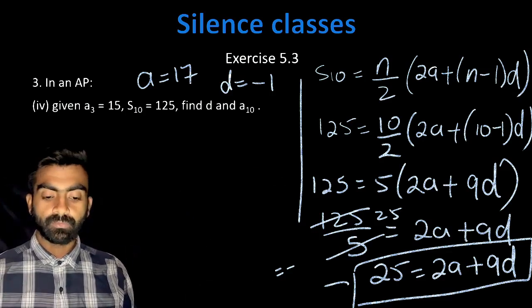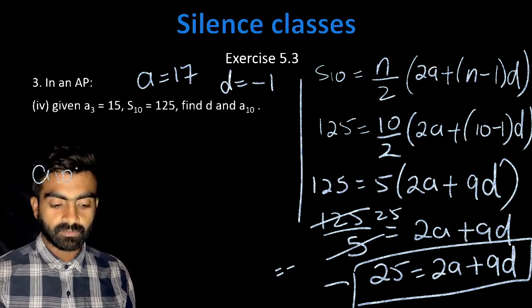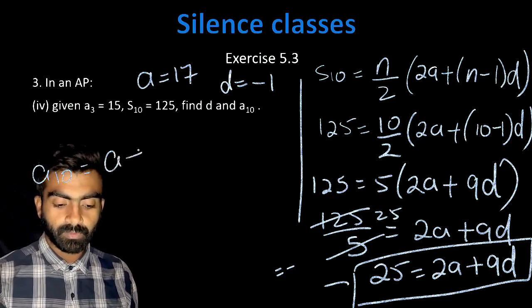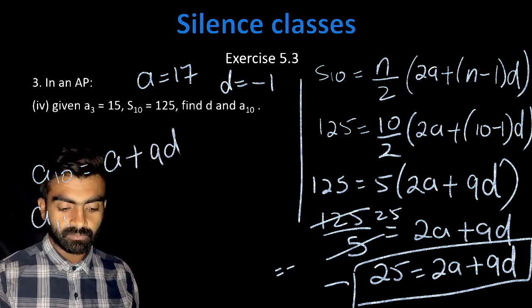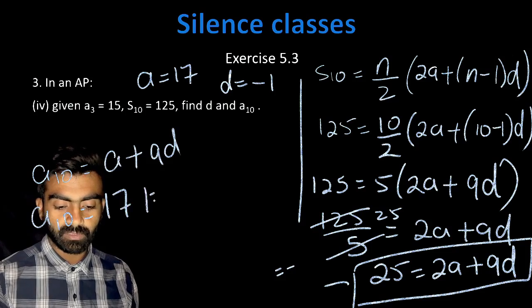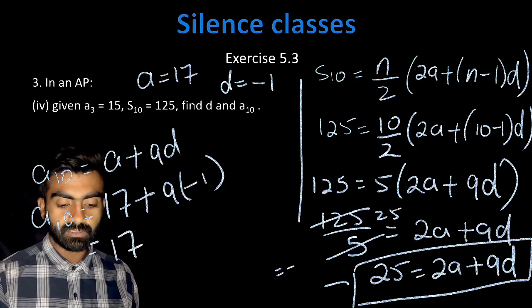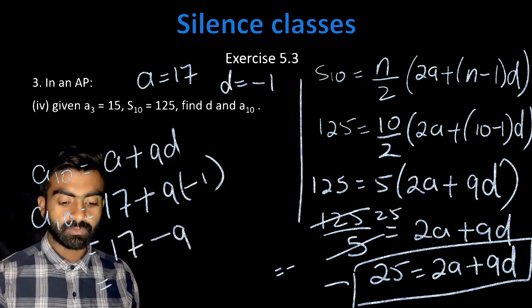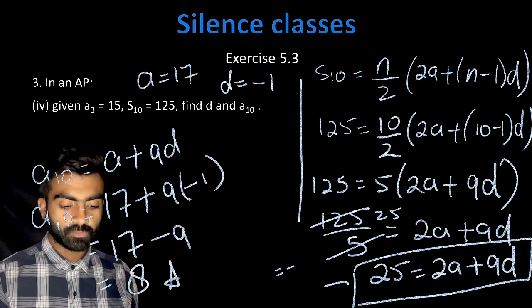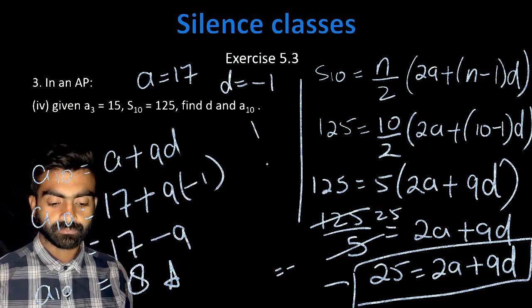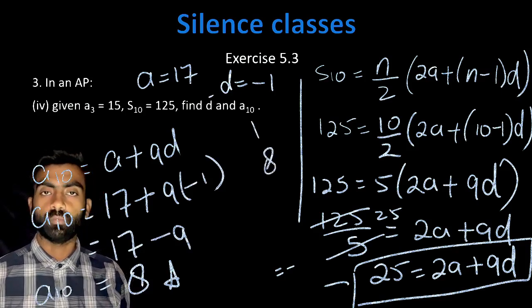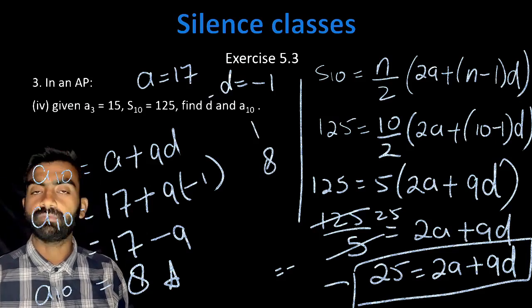a10 is equal to a plus 9d. So a10 is equal to 17 plus 9 multiplied by d, which is minus 1. So we will get 17 minus 9, which is 8. So a10 is equal to 8. So we got a10 is equal to 8 and d is equal to minus 1. I hope you guys understood how we have done it.